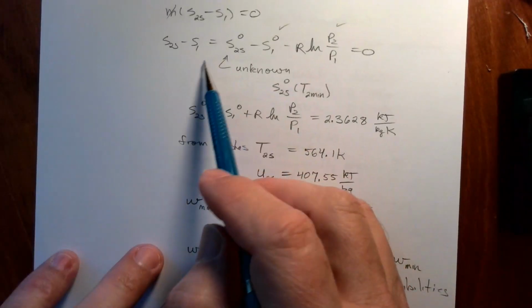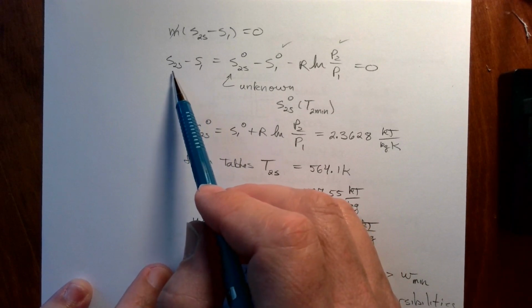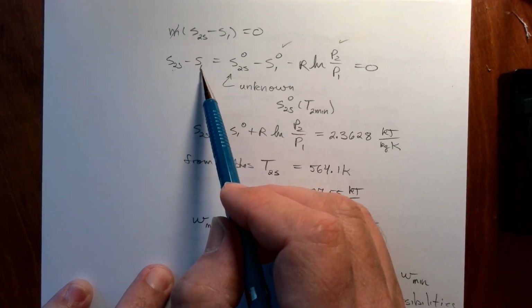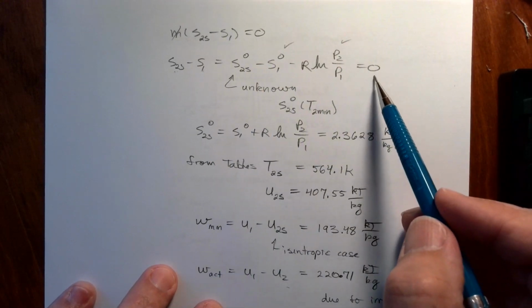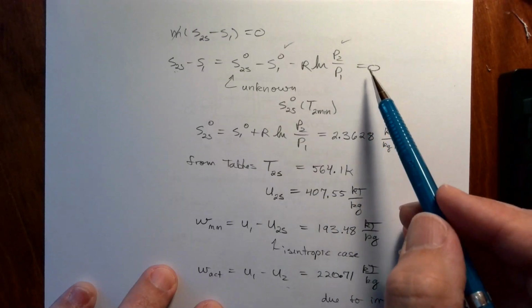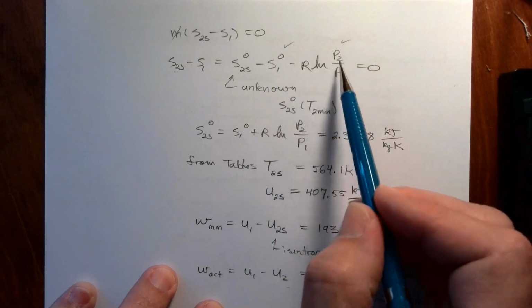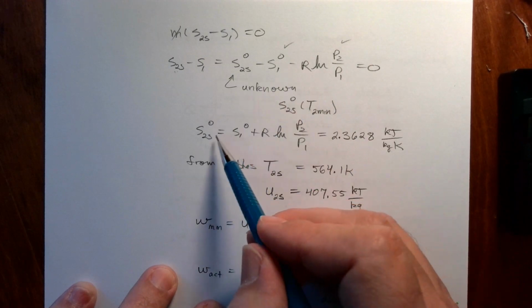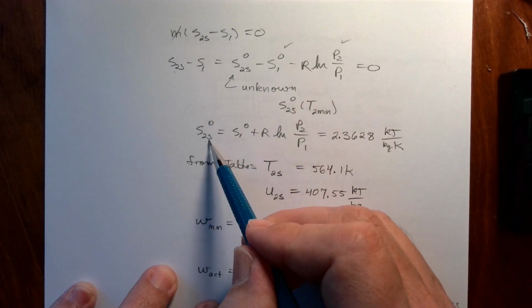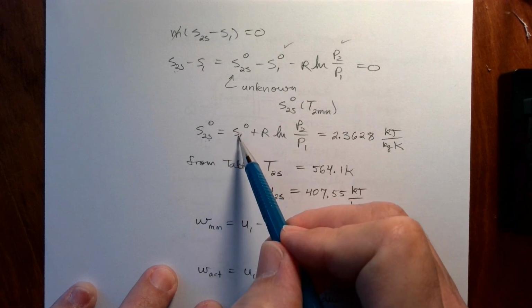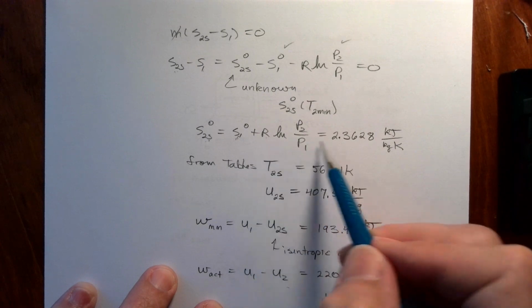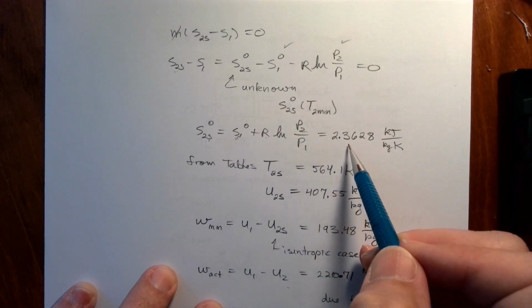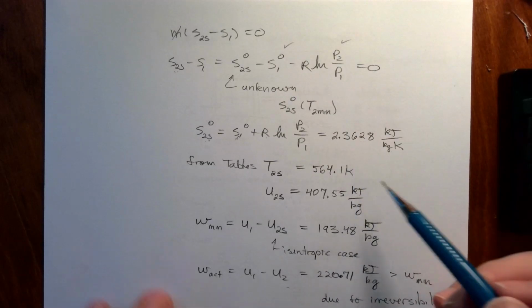Go into another page now. Here's the same equation, S2S minus S1. Substitute in for the ideal gas evaluation of this. This is equal to 0 to make our T minimal or isentropic case. Take these two to the other side of the equation. We're solving for S naught 2S. We have the temperature, so we have a number for that. In fact, we've already used it, we've already looked that up. We already have an R. So this comes out to be 2.32628. So keep all 5 significant digits there.